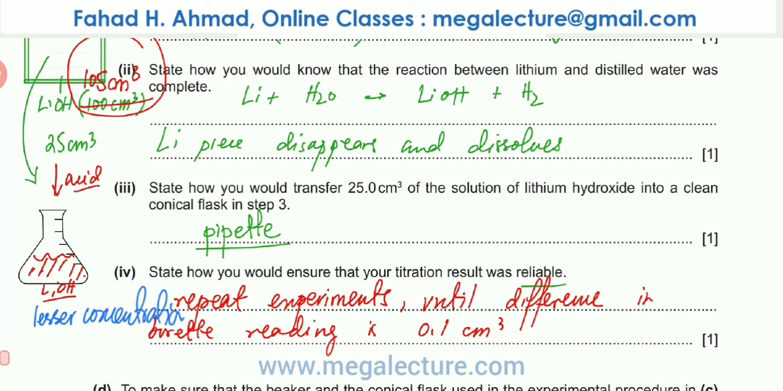So I'm going to do the working here. There's going to be a lesser concentration of lithium hydroxide because you're adding more water to it. If there's lesser concentration, your volume is the same. You're still adding 25 cm cube of lithium hydroxide over here. So the moles are going to be lesser. There would be lesser moles of lithium present in the flask.